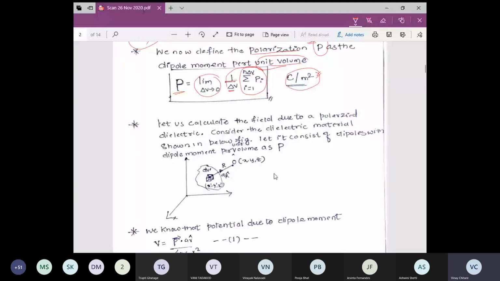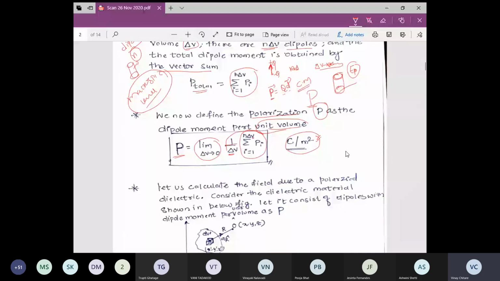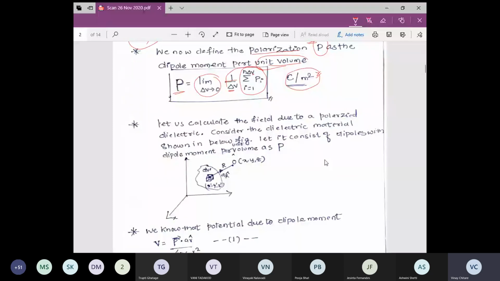So once we got this term, that is polarization, dipole moment, now let us try to calculate the potential field. Okay, let us calculate the field. It is a potential field due to this polarized dielectric. So you have a dielectric material, you apply an electric field to that. We know that it gets polarized.